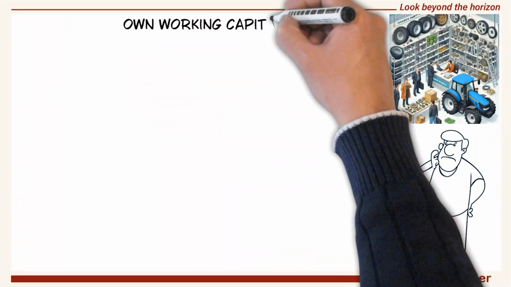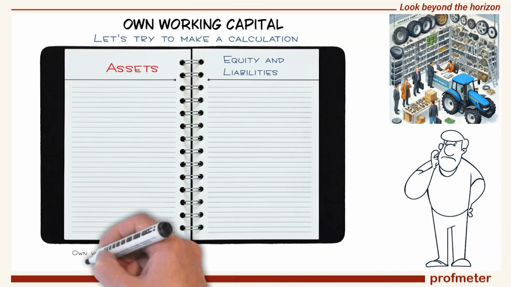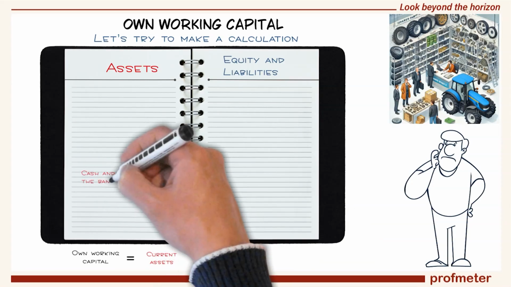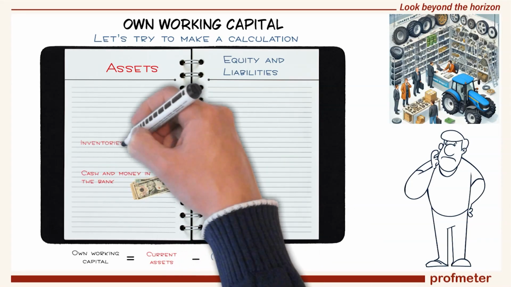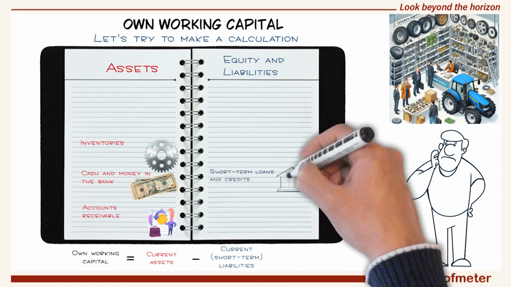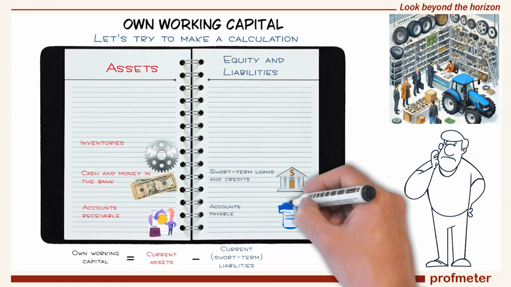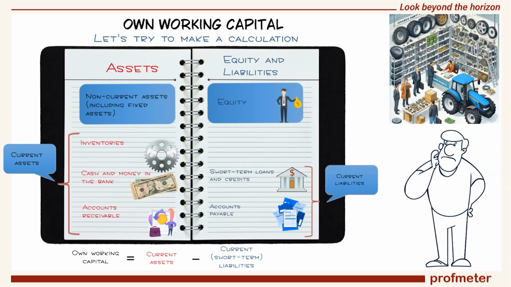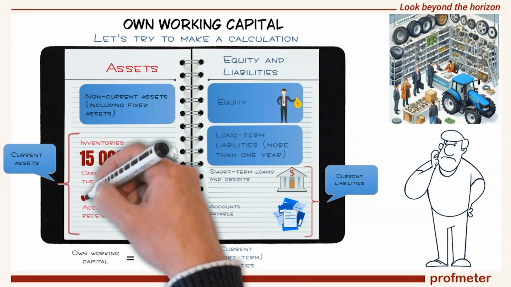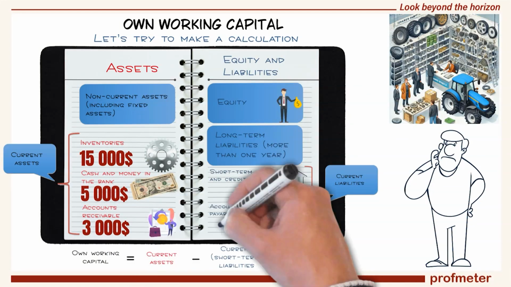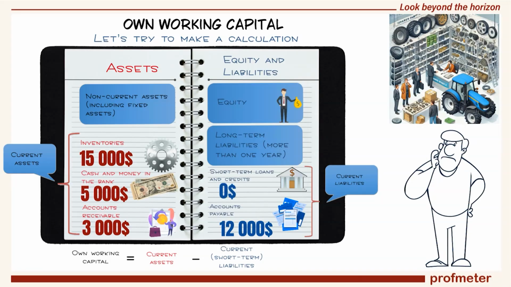Now we can move on to the most important thing, the formula for calculating own working capital. This is the difference between current assets and short-term liabilities of the company. Current assets include cash, inventory, and accounts receivable. Short-term liabilities include our loans, debts to suppliers, and client advances. Let's calculate using our example. Suppose John's business has $15,000 worth of inventory, $5,000 in the bank, customers owe him $3,000, and he himself owes suppliers $12,000. We calculate own working capital.